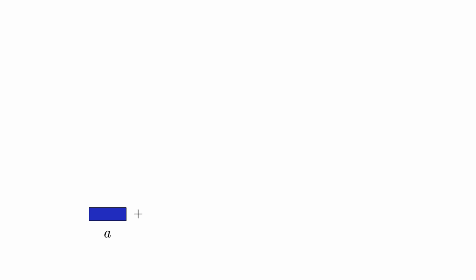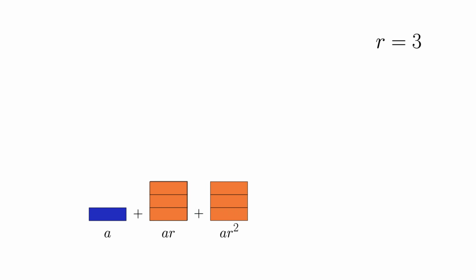The next term, A times R, is just the initial rectangular area added R times. Here in the visualization we have taken R equal to 3. The next term, A times R squared, is nothing but the previous term added R times. This process continues till the nth term. For our example, let us take the third term to be the final term.